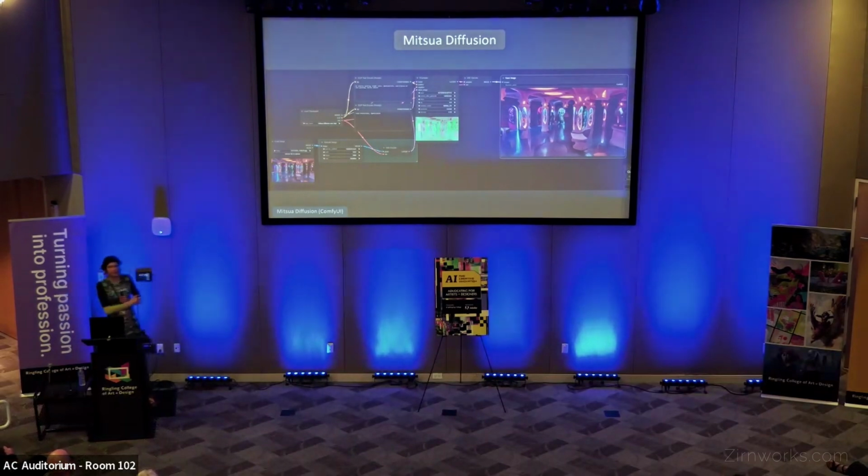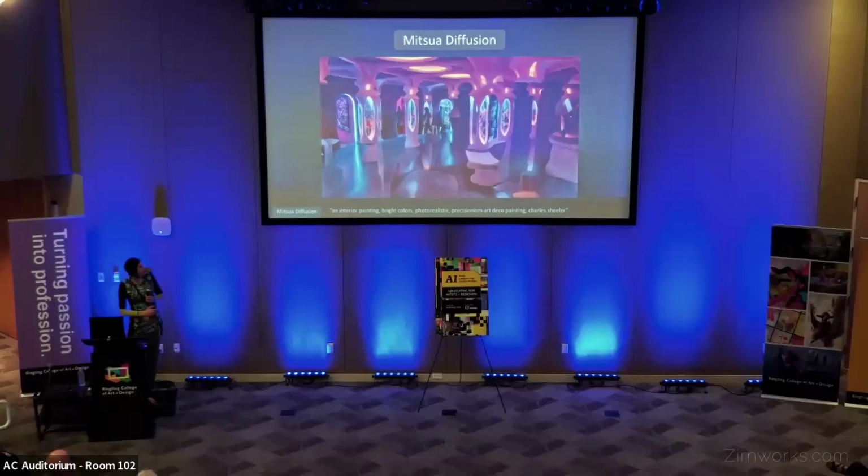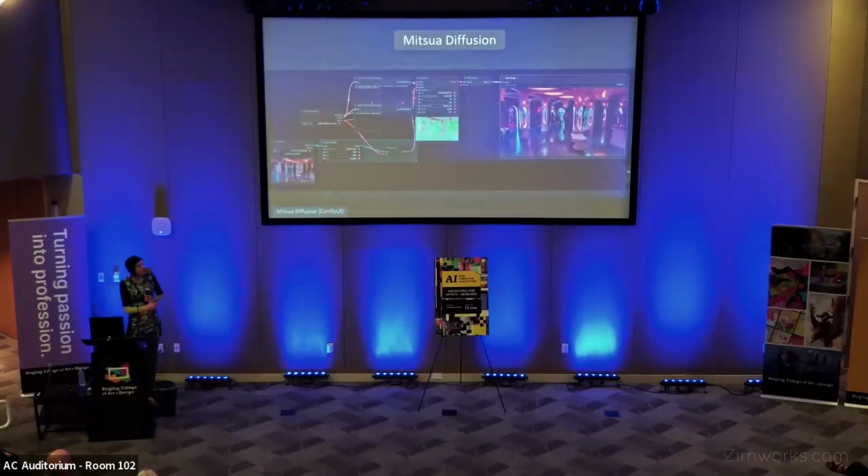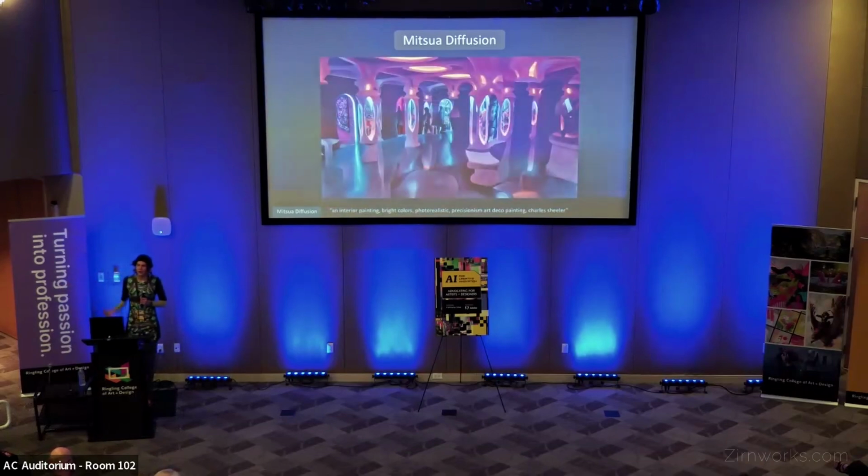So Mitsua Diffusion is a Japanese project. It's actually been out for over a year. I've got another slide about it later, but it's trained entirely or almost entirely on the repositories from museums. So I think it's 11 million images, and museums have put out just an enormous amount of paintings. And so if you want to make something look like a painting, you can use Mitsua.